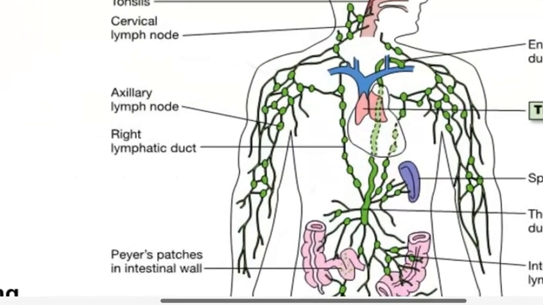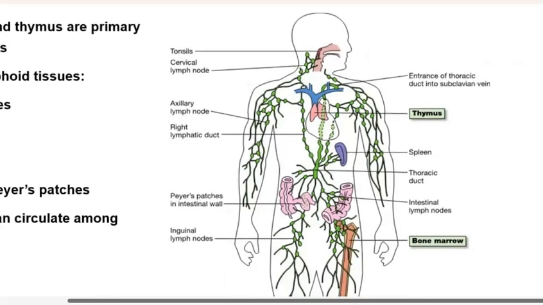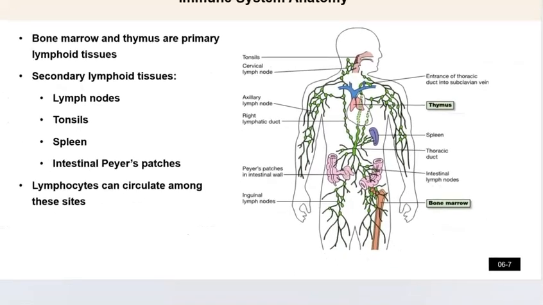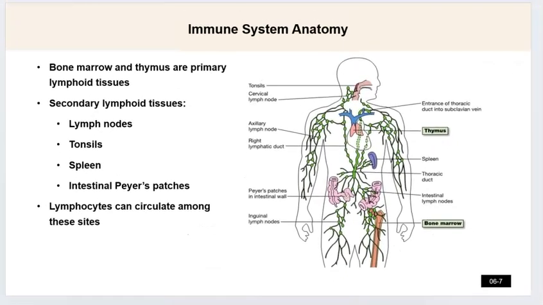For those of us that don't know, that's where our thymus is located. Otherwise, this is the nice image of the immune system anatomy. You can see here we have the Peyer's patches, something you may not have heard of in the past, and that's where they lie within the intestinal wall.